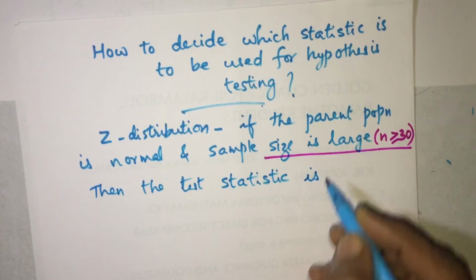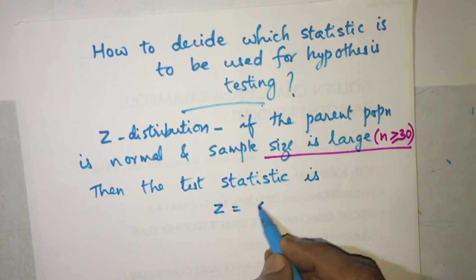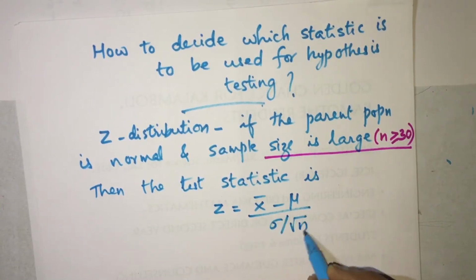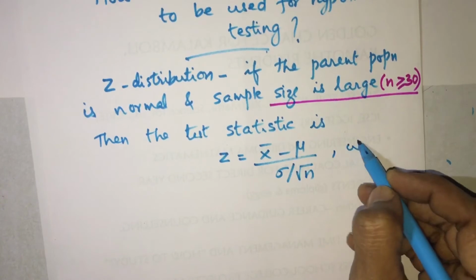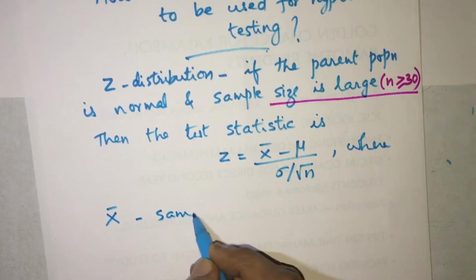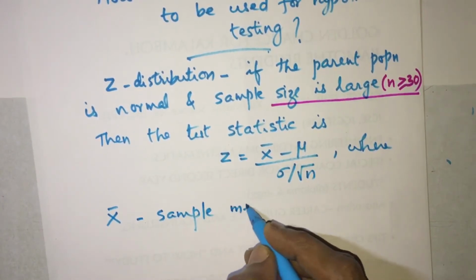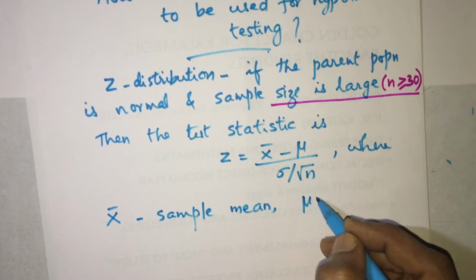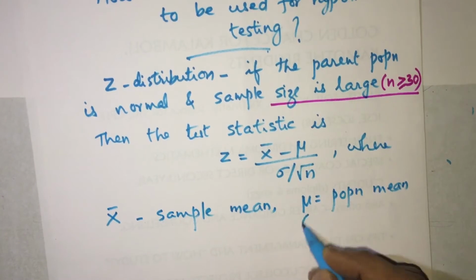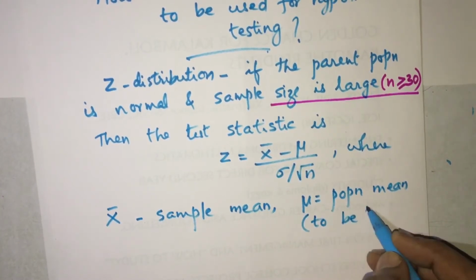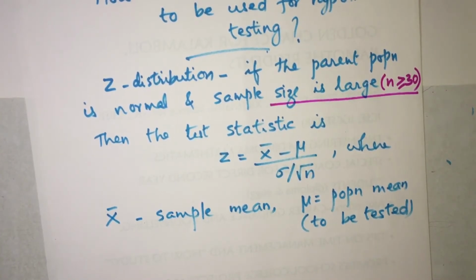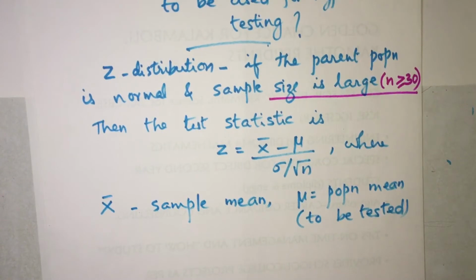is Z is equal to x bar minus mu divided by sigma by root of n. Where this x bar is the sample mean, mu is population mean, and we test this one. This is to be tested. So in testing of hypothesis, we always test the population mean, depending on the question we do that.